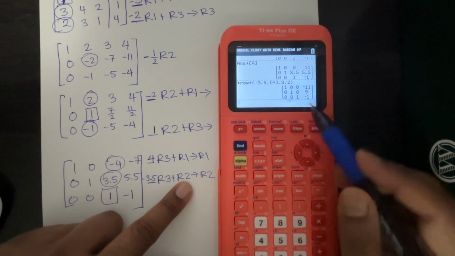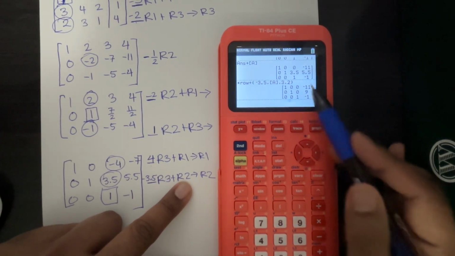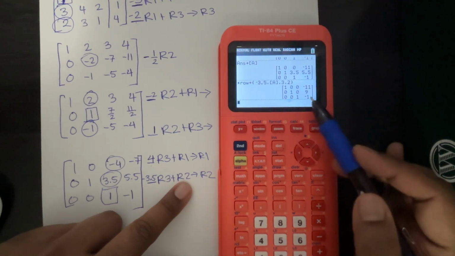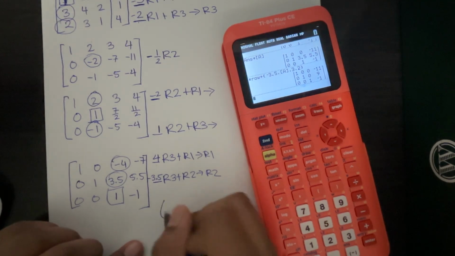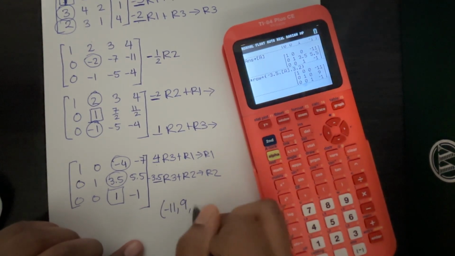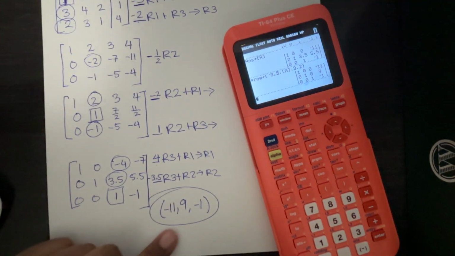All right. So now we have our final matrix. And notice the last column is going to be then our solution set. So the solution is negative 11, 9, and negative 1 for this problem.